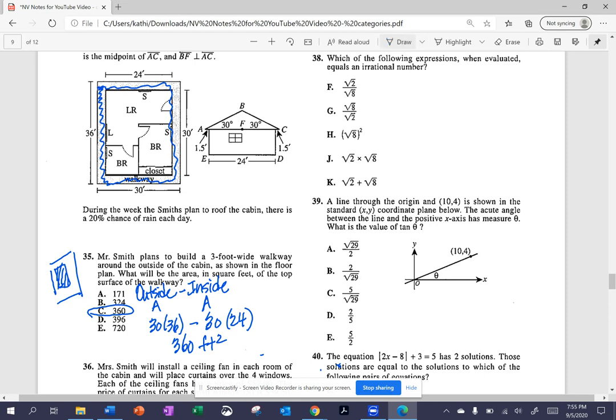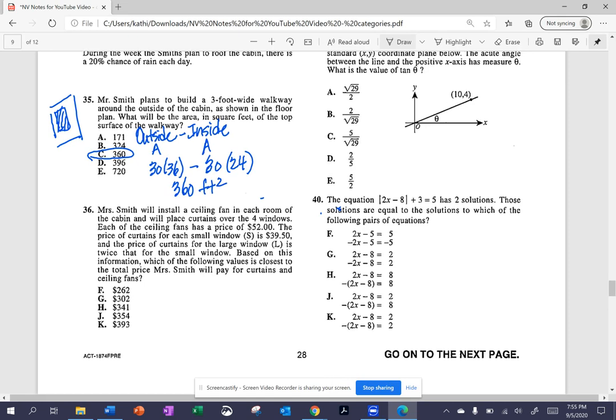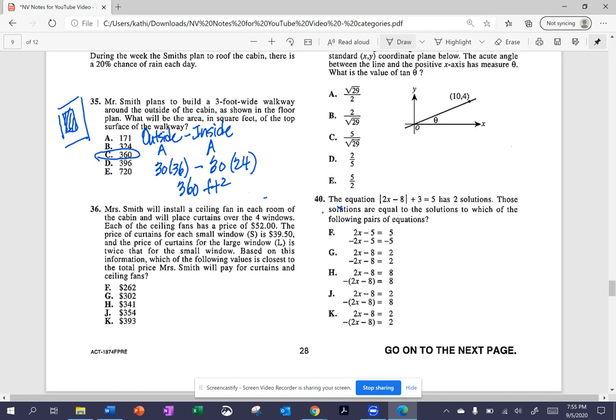Okay, number 36. Mrs. Smith will install a ceiling fan for each room of the cabin and will place curtains over the 4 windows. Each of the ceiling fans has a price of $52. The price of the curtains for each small window is $39.50, and the price of the curtains for the large window is twice that for the small window. Based on this information, which of the following values is closest to the total price Mrs. Smith will pay for curtains and ceiling fans?